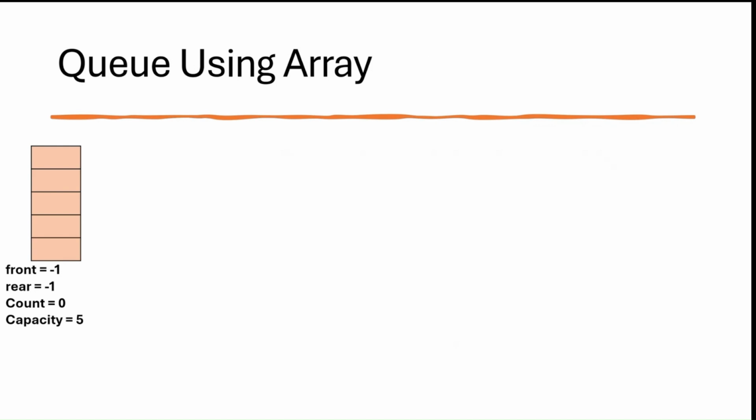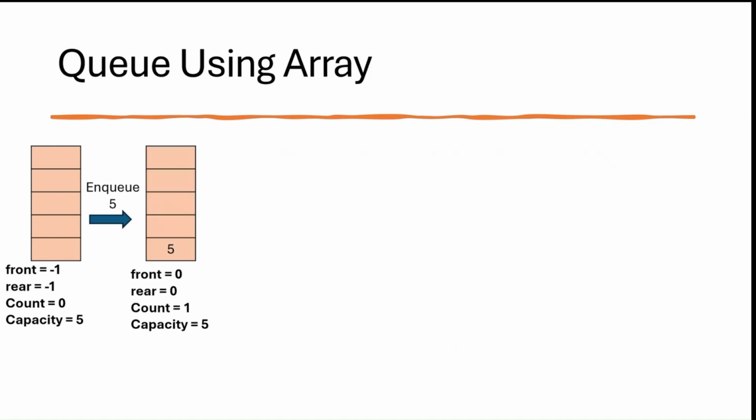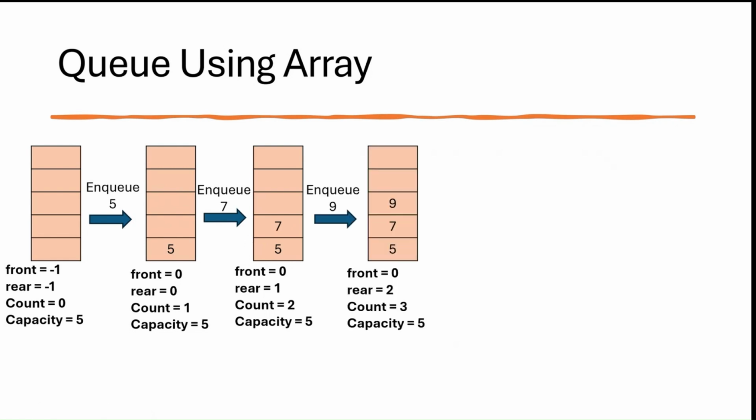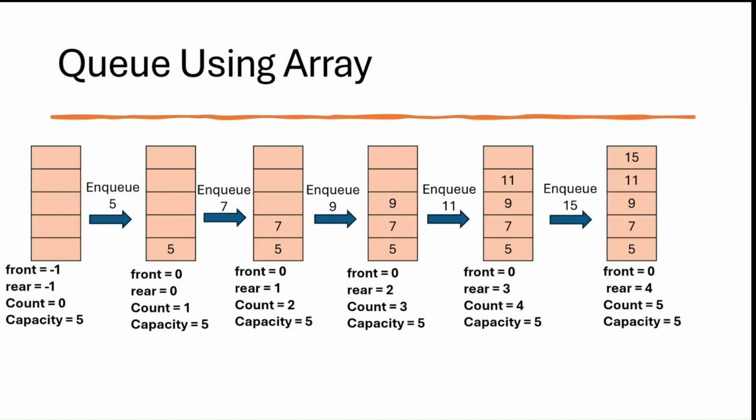Let's say we have a queue with an array of capacity 5. Count is 0; count represents the number of elements. Front and rear point to -1 because there are no elements. When one element is added, front and rear point to position 0, and count is 1. Capacity is still 5, not changed. When a new element is added, front stays at the beginning because it's an enqueue operation, so rear will change. As enqueue happens, rear keeps incrementing, and when the count is 5 and capacity is 5, the queue is full.